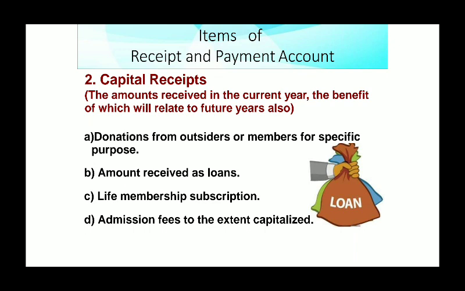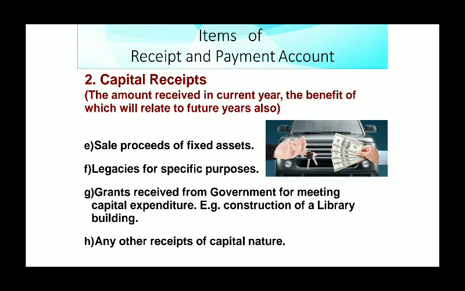Now capital receipt examples: donation from outsiders or members for a specific purpose, like to construct a building or bridge, to develop a pavilion or ground, or any other donation which is received for a specified purpose, then it is a capital receipt. Amount received as loans, life membership subscription which is received once in a lifetime, admission fee to the extent capitalized. Others are sale proceeds of fixed assets, legacy for a specific purpose, grant received from government for meeting capital expenditure like construction of library or building or any other infrastructure, and any other receipt of capital nature.